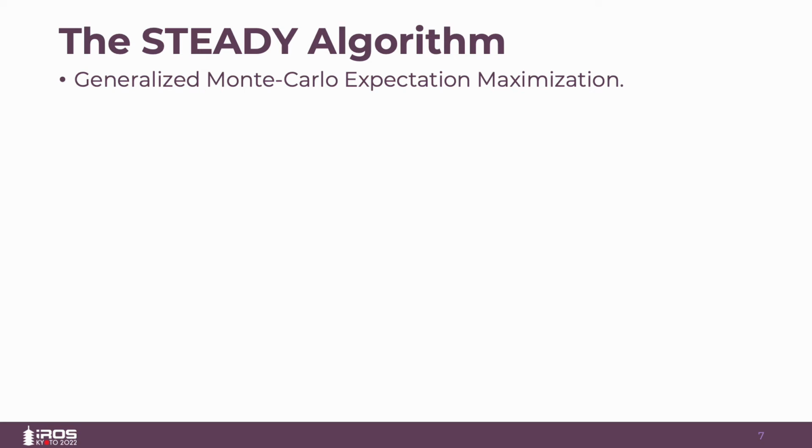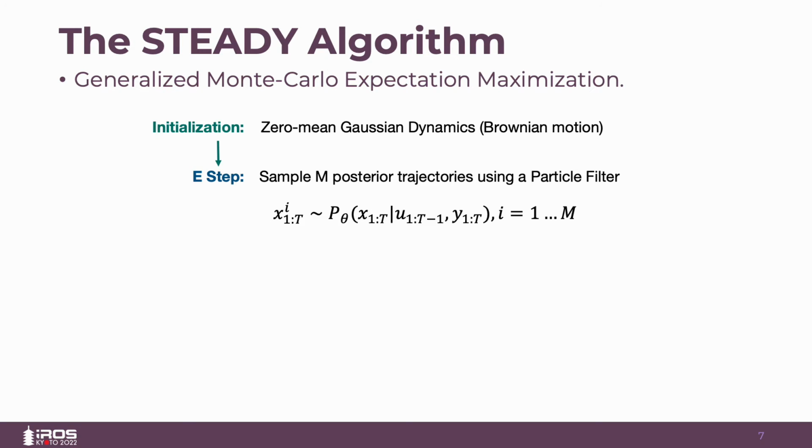In more detail, our algorithm STEADY works as follows. In the initialization step, we can start with a dynamic model that's very simple, such as a Brownian motion with large variances. Then, in the E step, we sample a fixed number of state trajectories from the posterior state distribution. This can be done efficiently using classic algorithms such as particle filtering.